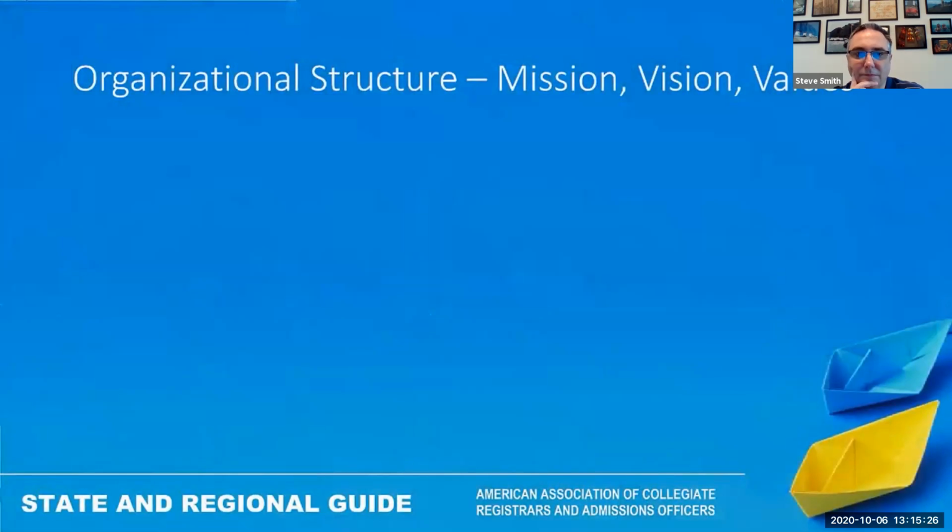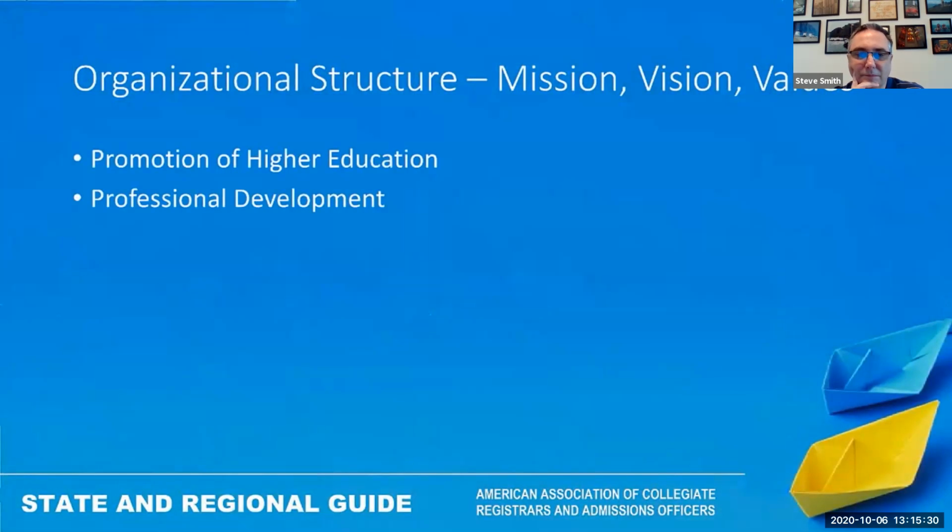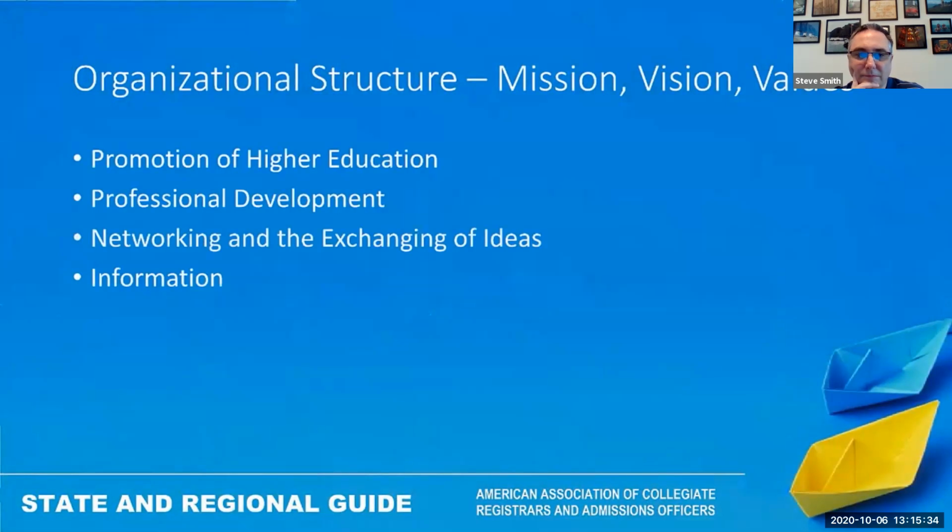A mission statement should articulate what an organization does and express the values that are important to the association. Surprisingly, we didn't find a lot of mission statements online for state and regional associations, but for those who do have mission statements online, the most common themes expressed are the promotion of higher education, the offering of professional development opportunities, networking and the exchange of ideas, and the sharing of information.